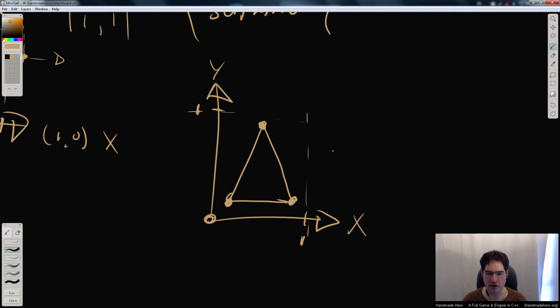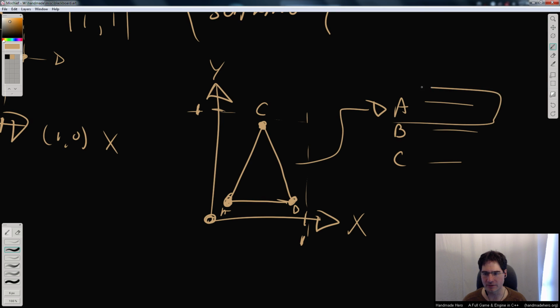I could encode this shape by saying where each of these points are. Here's 0.0, here's 0.1, here's 0.2. I'll use letters for them. Let's say A, B, C. I can define where they are, I can say what their coordinates are, and now anytime I want, I can say, well, in this imaginary coordinate system, here's where they are.